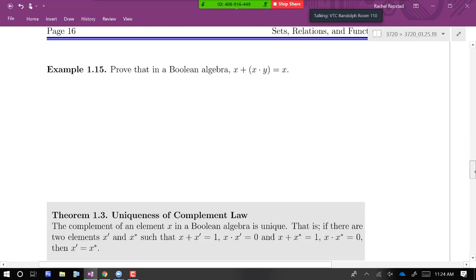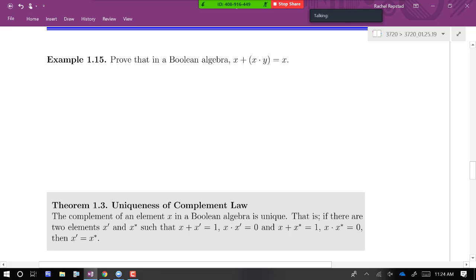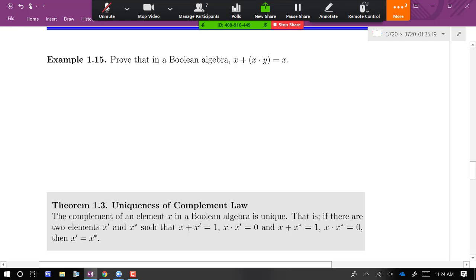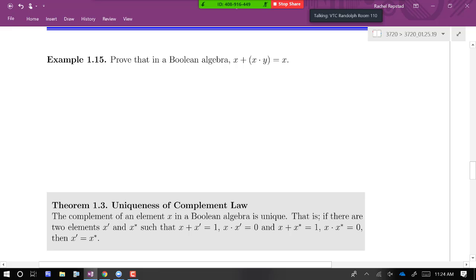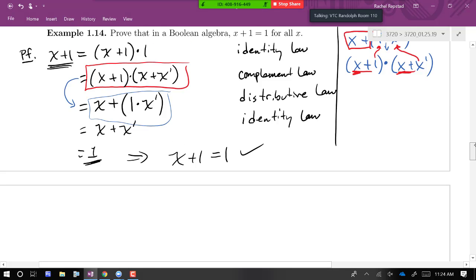Let's do some more. We're going to prove one of the absorption laws. So we've already had a chance to think about this in terms of, looks like Darren is asking, could we have gone straight from the distributive law to the solution?